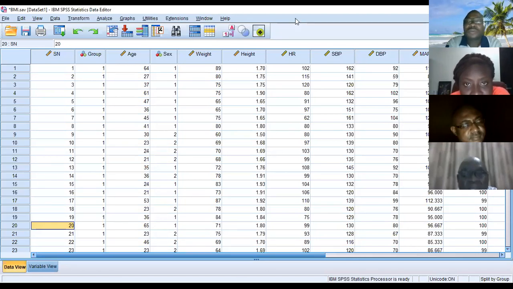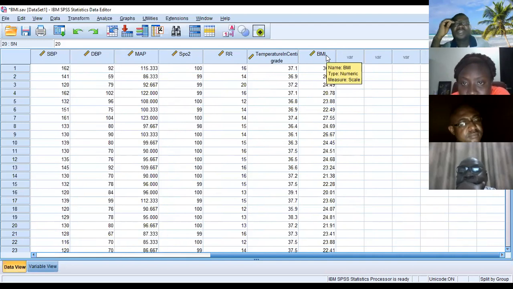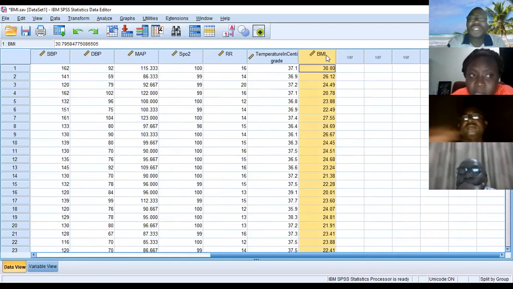Can you see? We can see it now. Now I want you to go to the extreme end of the data set, where you see the BMI. You can delete the BMI, although you can even go and calculate another one anyway, no problem. You may not even delete it, don't worry.